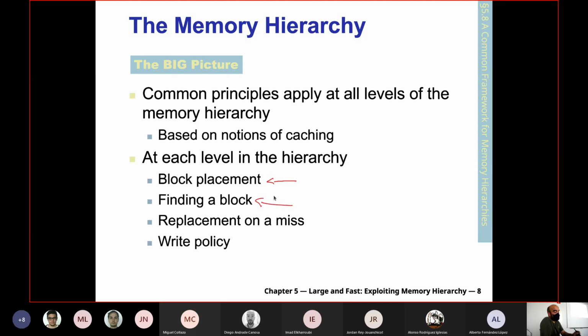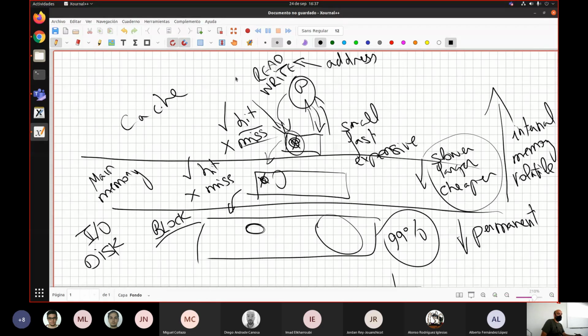Also, we don't have a guarantee that the information is at a given level. So we have to understand how to find a block, for instance, in the cache, to be able to know if the block is in that level of the cache or not. Something that I didn't mention before, and that is a little bit important.